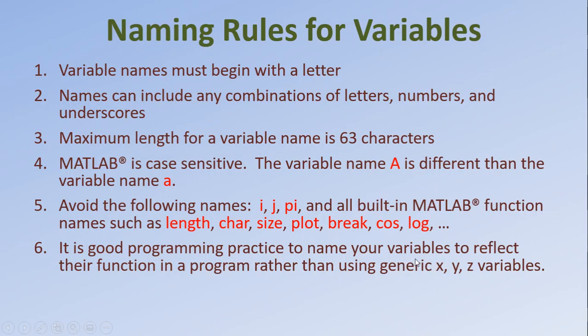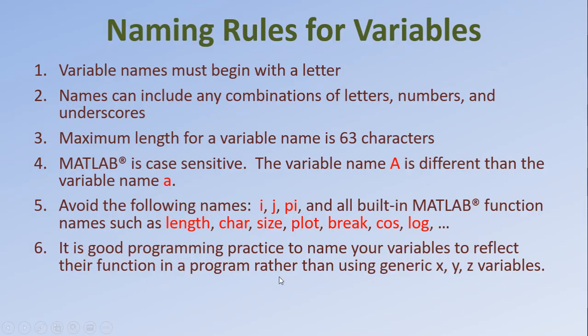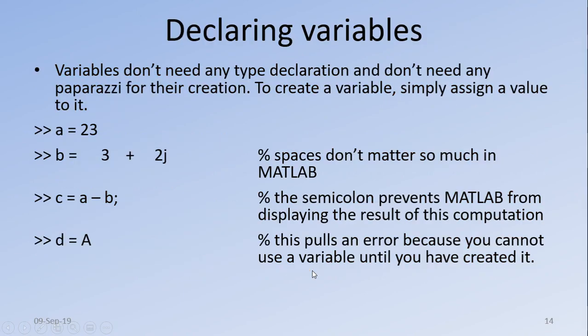It's good programming practice to name your variables to reflect what they are being used for in the program and not just use generic names X, Y, Z. So for example, if you came and looked at my workspace, what is A, B, C, D, E? What do they stand for? Really, they just look like random variable names, and in your program you probably don't want to make a habit of this because it can become very difficult to read your program later on if you don't remember what a variable name actually does stand for.